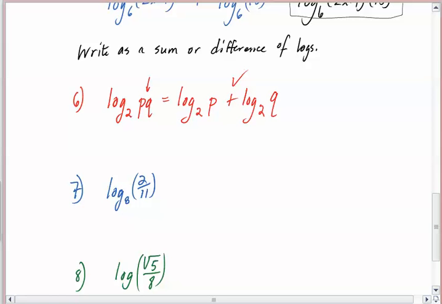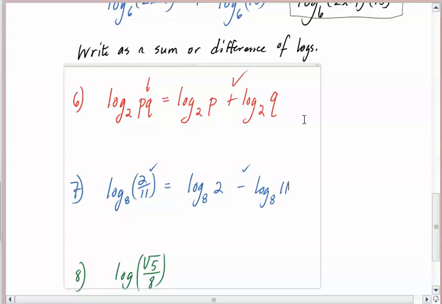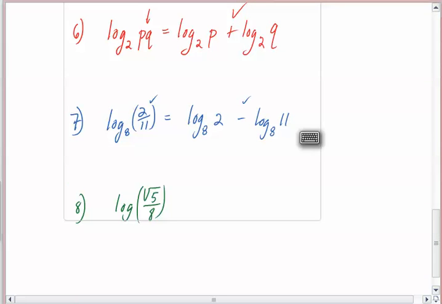All right, let's take a look at this next one. Quite simple. Log base 8 of 2 minus log base 8 of 11. Okay, if I have division, I have subtraction. And let's take a look at one more that is a little bit tricky. You just need to remember how to write rational exponents, is all.